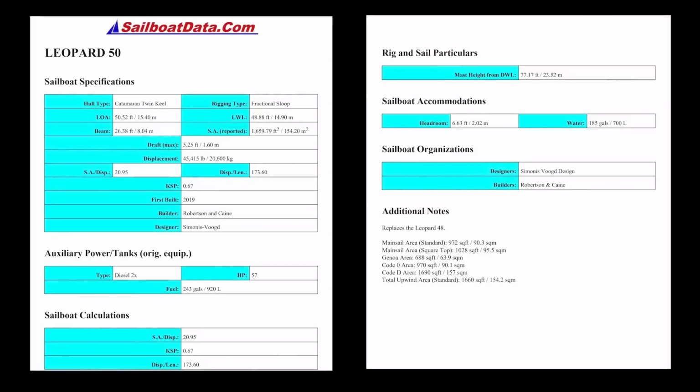Yeah. So here I just randomly chose Leopard 50 just so we can walk through what data is available here.